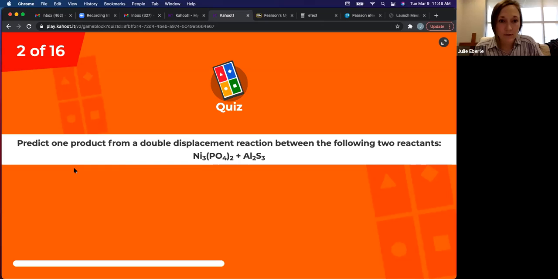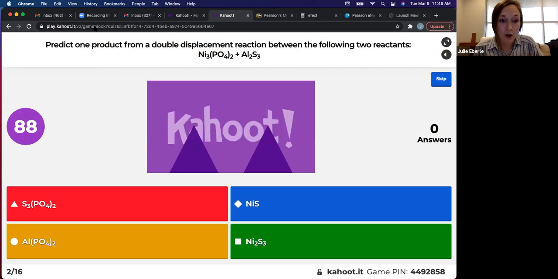Predict one product from a double displacement reaction between the following 2 reactants. Okay, what matters here are the charges. This is hard. You got a minute and a half though. You need to write a product. So this is double displacement, the cation from one and the anion from another. But you got to deduce the charges. Specifically on this nickel here, you should be able to predict the charge on aluminum. I say write out your products and then look at your answer choices. What is the charge on that nickel?